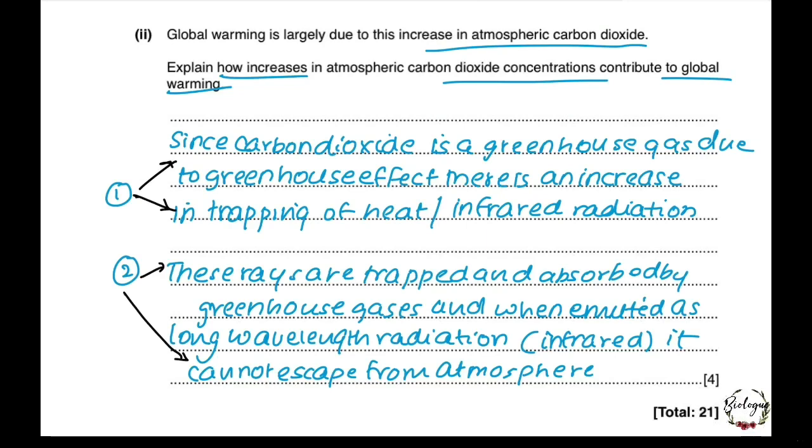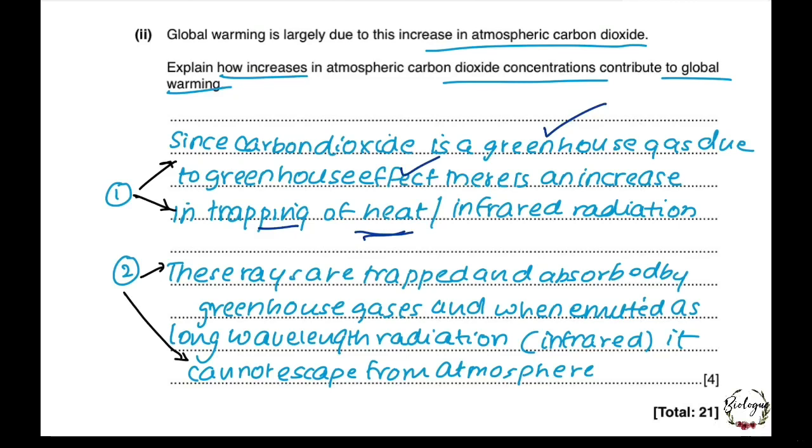Global warming is largely due to an increase in carbon dioxide concentration in the atmosphere. Explain how increases in the atmospheric carbon dioxide concentration contribute to global warming. Alright. So since carbon dioxide itself is a greenhouse gas, due to the greenhouse effect, there will be an increase in the trapping of heat or infrared radiation.